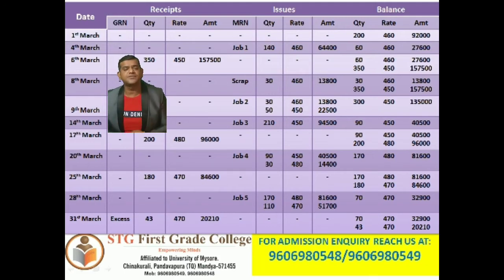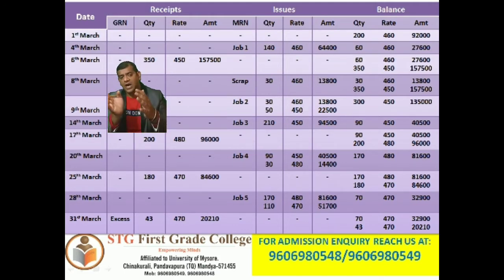So now further we are moving on to 9th March. So under receipt side, GRN nil, quantity nil, rate nil, and amount also nil. Under issues column, there is an issue of 80 tons. So 80 tons has been issued to whom? Job 2. Clear? It has been issued to job 2.